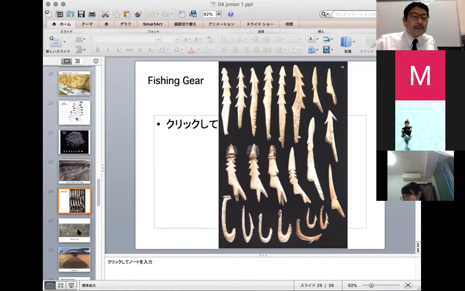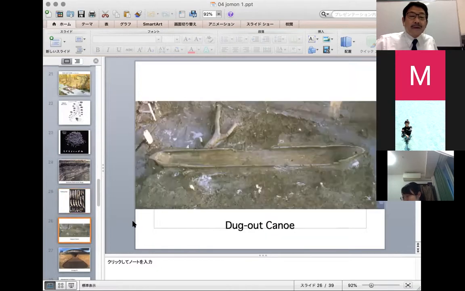All right, dugout canoe, and this is a simple one, and they had no sail. It's only a dugout canoe, and they paddled. And just a minute.